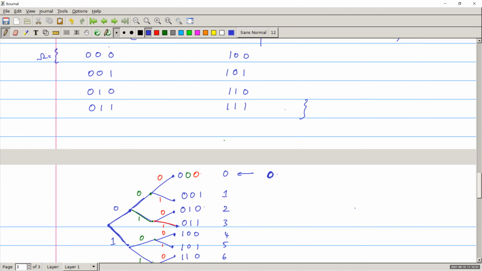Another way to think about this, if you want to visualize, you visualize this cube.